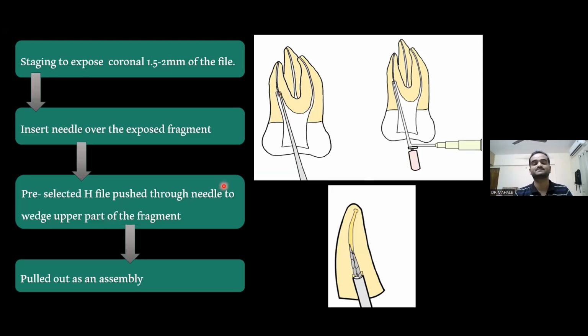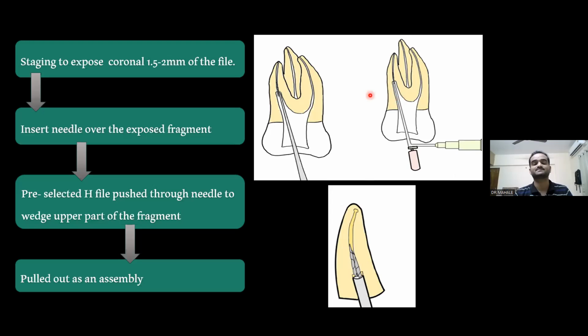Then you should choose a needle microtube which will exactly fit over this protruded head. Once you choose this needle which fits exactly over this protruded head, a pre-selected H file is pushed through the needle to wedge the upper part of the fragment. Once this upper part of the fragment is engaged, the assembly is pulled out as a whole in a slight clockwise and anti-clockwise motion.